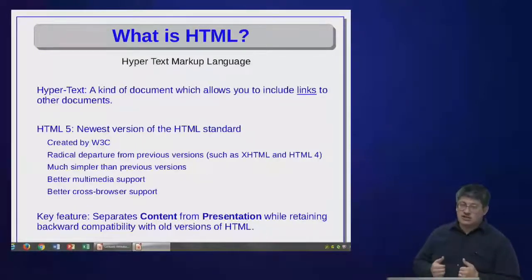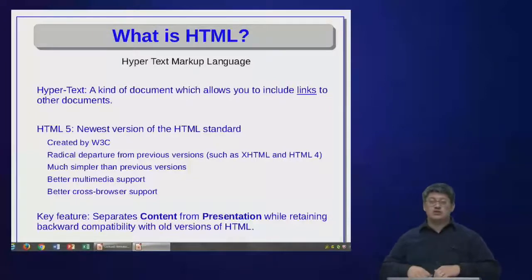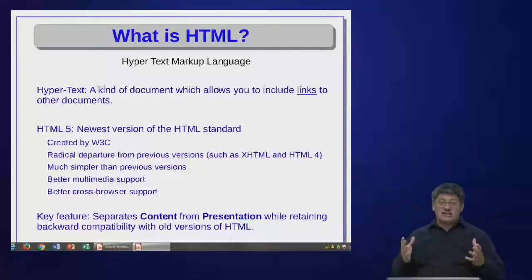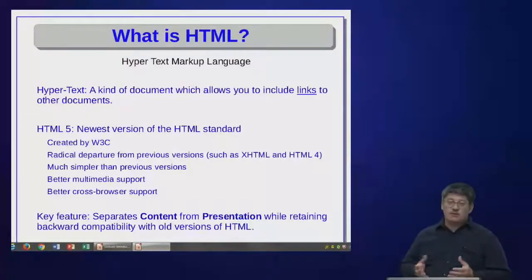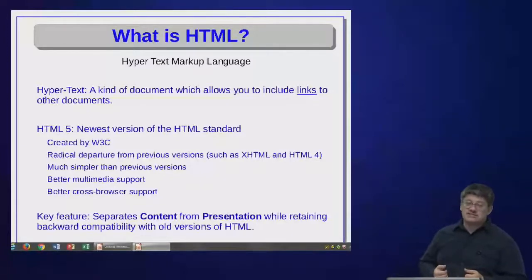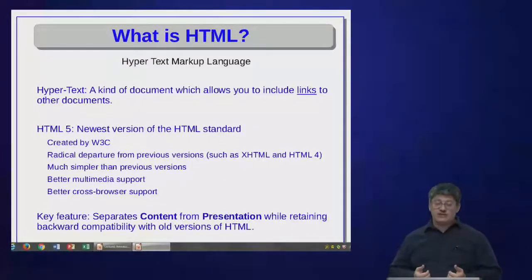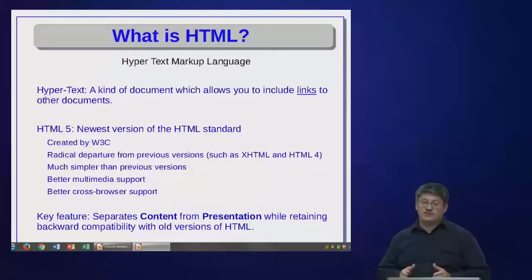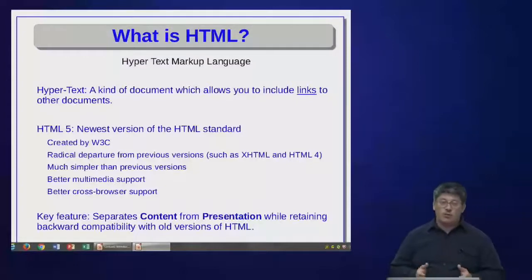Let's talk now about HTML. HTML is a language that's used to describe the content of a page. So what is HTML? Well, it's a hypertext markup language, and hypertext was new in the 80s. It's a kind of document that allows you to include links to other documents. In this course, we're going to discuss HTML version 5, which is the newest version of the HTML standard. It was created by the W3C, the World Wide Web Consortium. It is radically different from previous versions of HTML, such as XHTML and HTML 4.01.